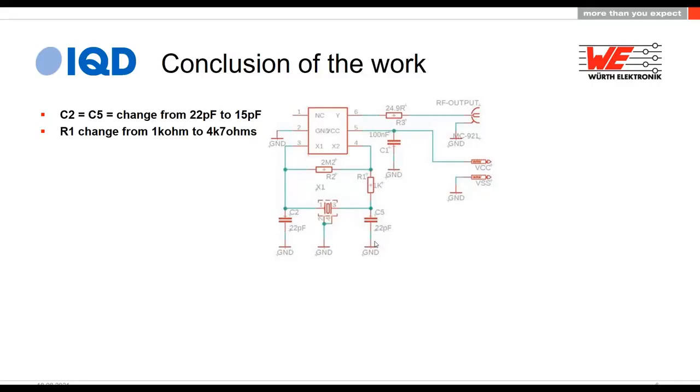Yes. Great. Okay, so if I finish all of this presentation really quickly, what I can tell you is that after we did all those tests, looking at the viability of this circuit, what we found is that we want to change from 22 picofarads to 15 picofarads for these two, and that we want to change R1 from a 1 kilo ohm to a 4K7, yeah?